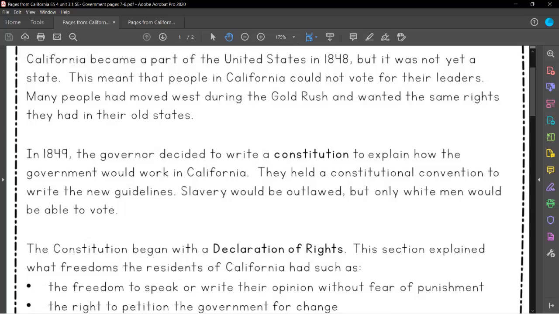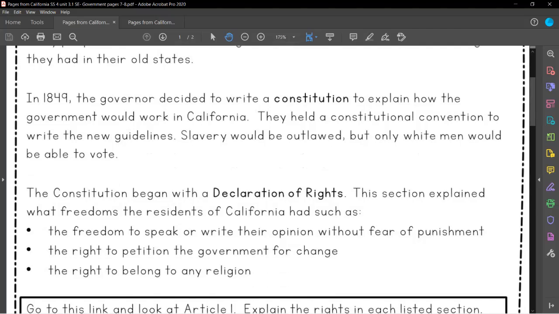But only white men would be able to vote. So this means if you are African American, you didn't get to vote. If you are a woman, you didn't get to vote. If you were a Native American who was there first, it was their land, they didn't get to vote. The Constitution was written by a group of white men who decided that white men would be the only ones allowed to vote. Now, this won't hold for too long. This does eventually change, but that's how it started.